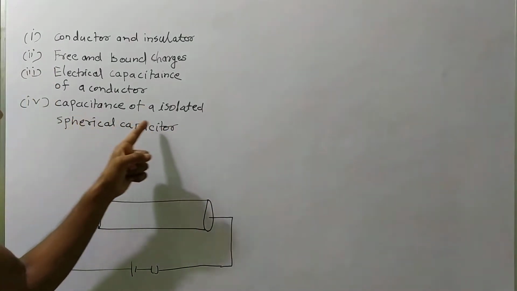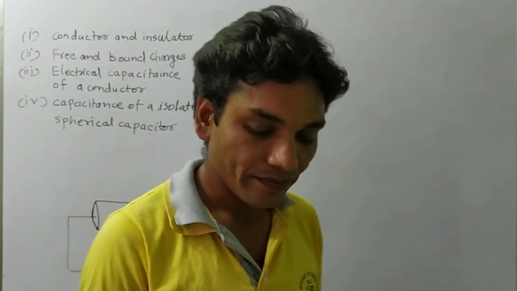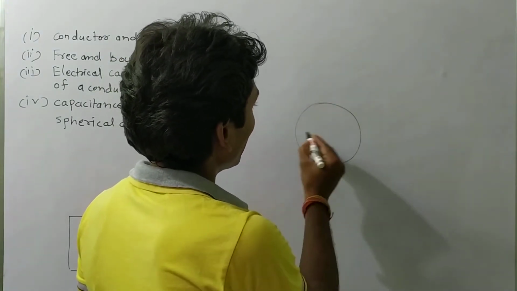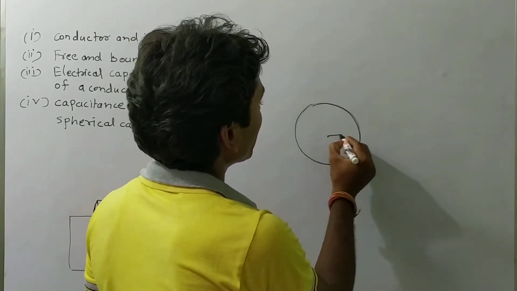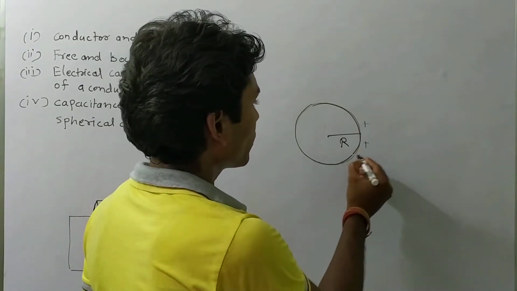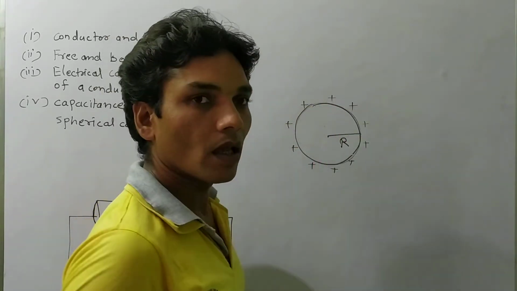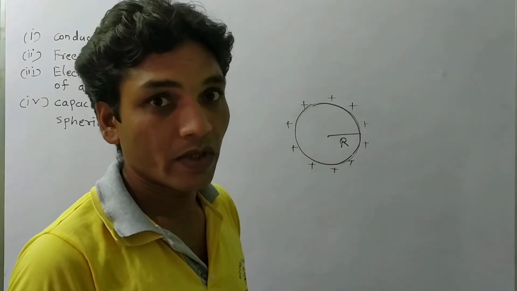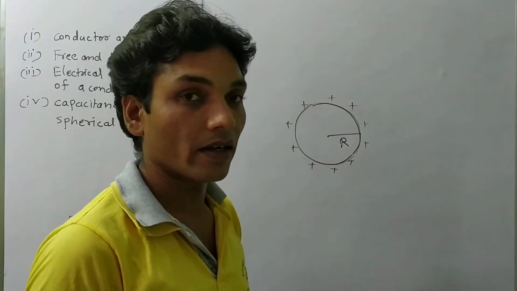And next, capacitance of an isolated spherical capacitor. Now, this is a spherical conductor of radius capital R, and plus Q charge is given to this spherical conductor. Then this given charge is distributed uniformly on the surface of the spherical conductor.